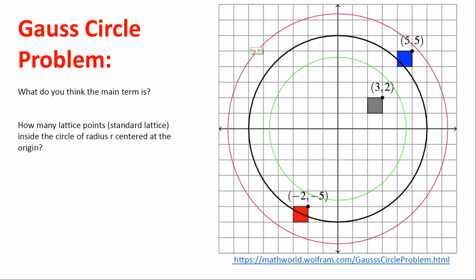So I think I might have the wrong image here as to where this is from, the wrong reference. I'll double check that later. But can we use this now to prove that the main term is pi r squared?